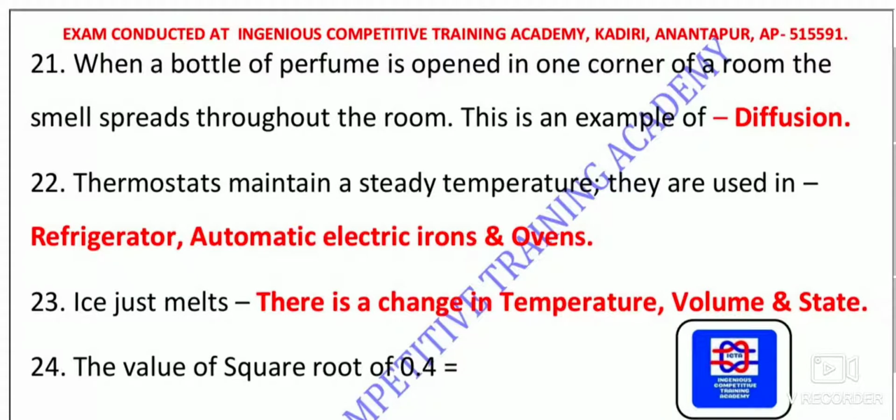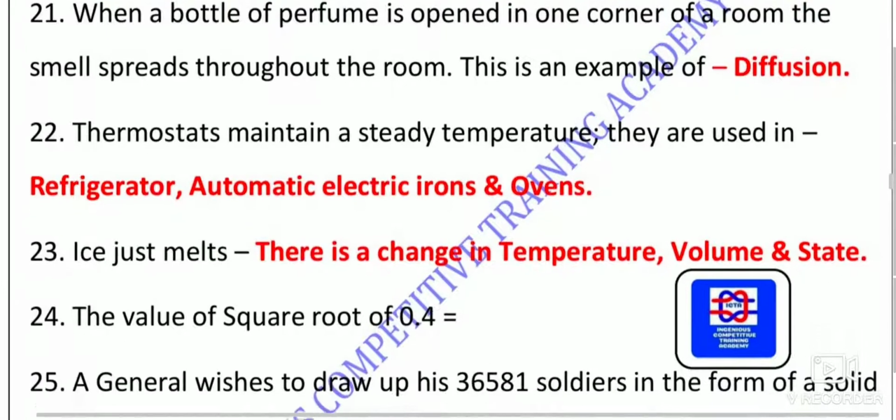Thermostats maintain a steady temperature. They are used in the refrigerator, automatic electric irons and ovens. In these three, the refrigerators, automatic electric irons and ovens, the thermostats maintain the steady temperature. The ice just melts. There is a change in temperature. Along with the temperature, volume will be changed and the state will be changed.